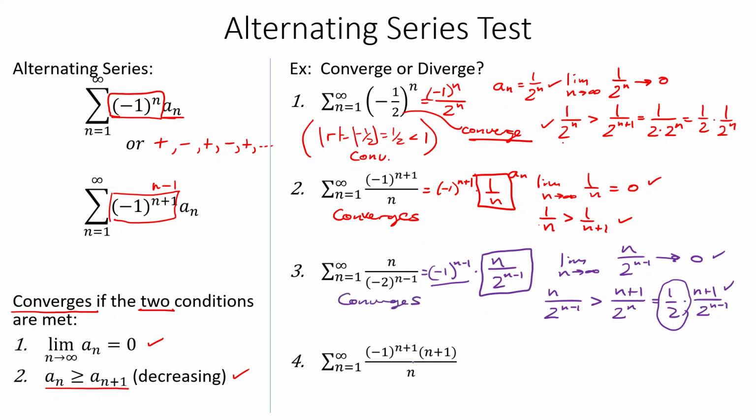All right, and the last one here. So again, we pull out this -1 to the n part, and we are left with our a sub n is (n plus 1) over n. So if we look at the limit as n goes to infinity of (n plus 1) over n, well, that equals 1.